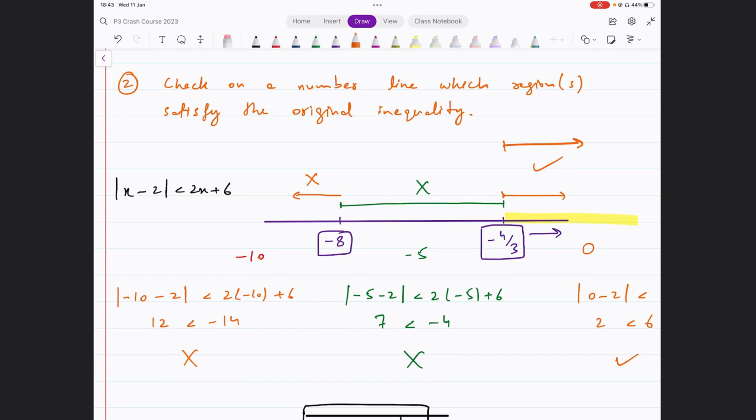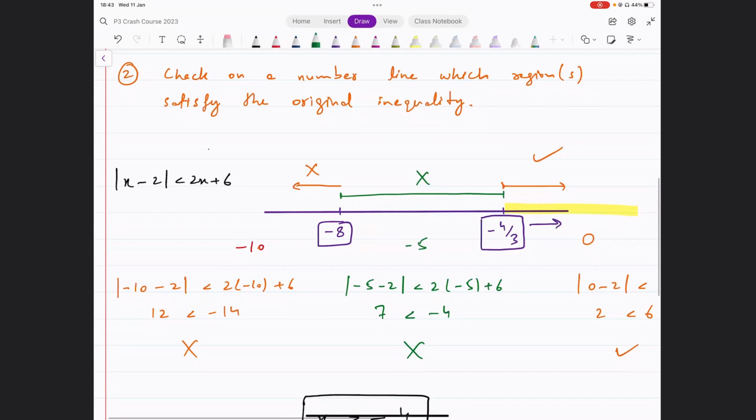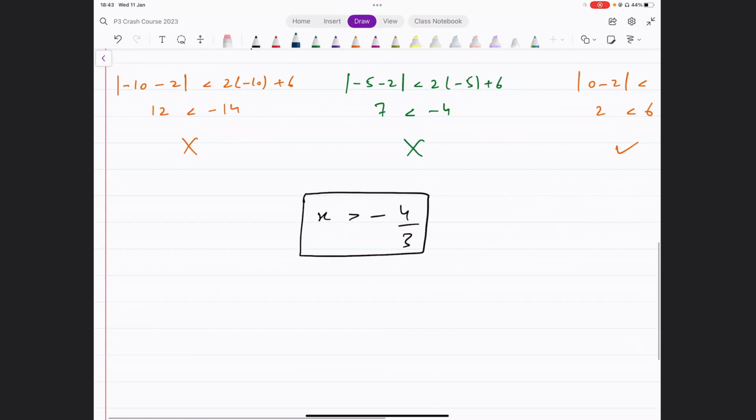All you have to do now is you have to take one number in each of these 3 regions and check if it satisfies the original inequality or not. If it satisfies, that means that region is correct. If it does not satisfy, it means that region is incorrect. And then based on that, you can write down your final answer.